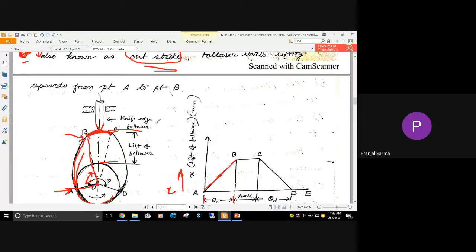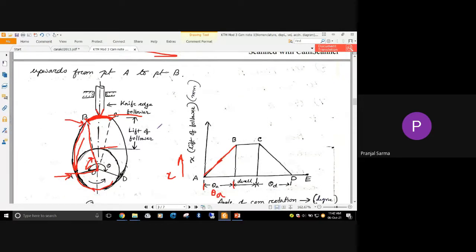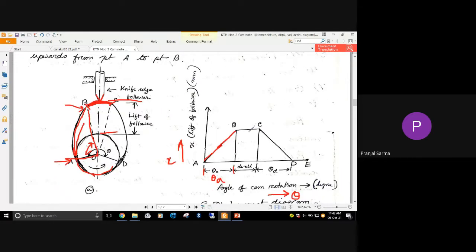Whatever the previous position of the follower was, there itself it will remain. Let's consider this is the dwell angle from B to C. The follower has already assumed this position, so for B to C there will not be any movement of the follower. Wherever it was previously, it will remain here. Similar is the case from C to D.